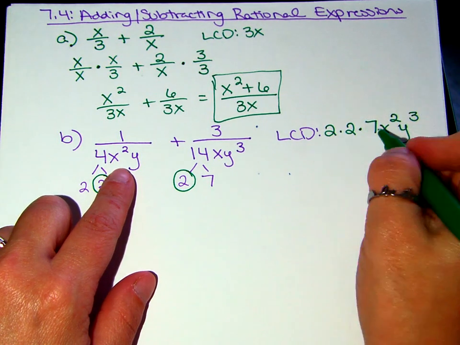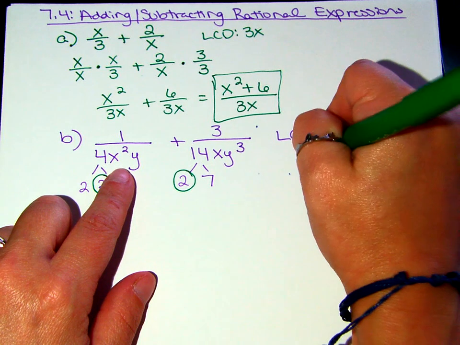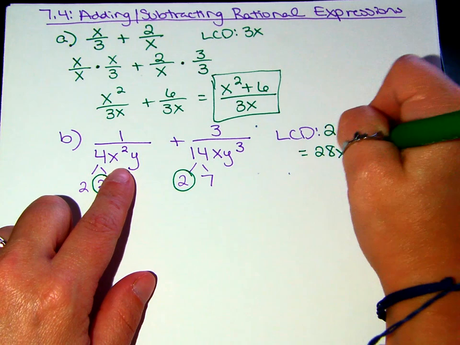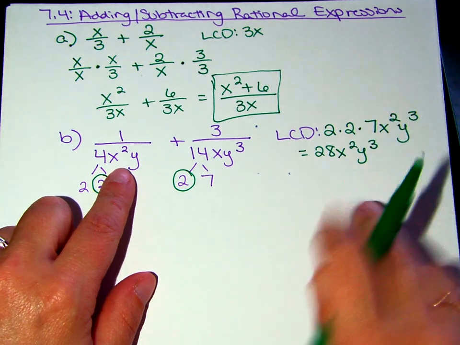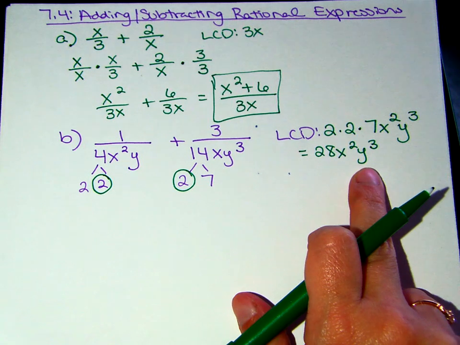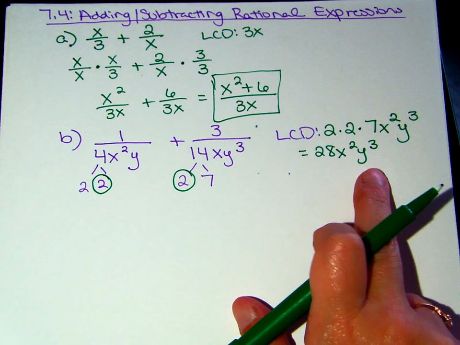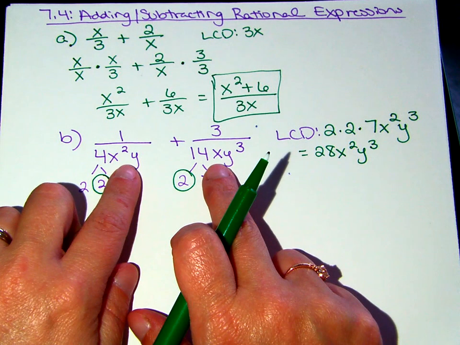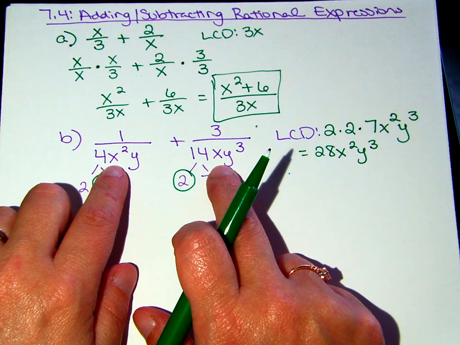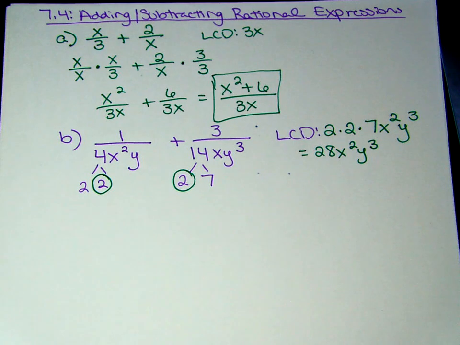2 times 2 times 7 is 28. X squared y to the third. This is our least common denominator. This is what we need to make both of our denominators equal to in order to then do our addition that it is asking us to do.